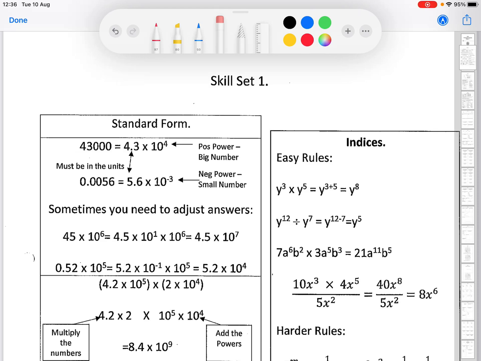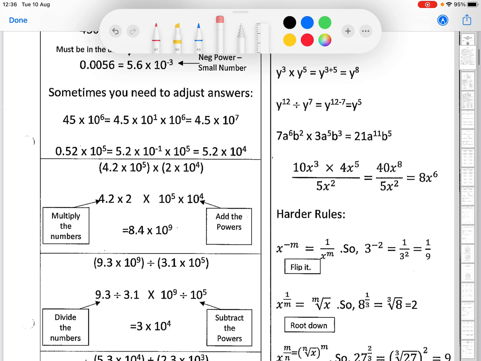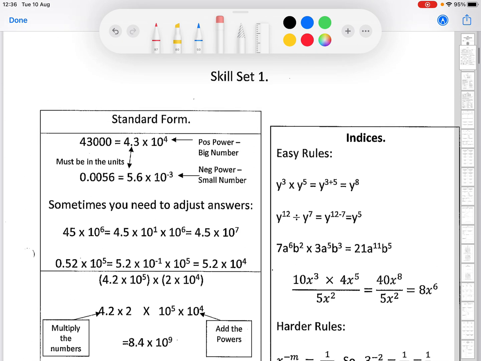Okay, so these are going to be the answers for skill set 1. Skill set 1 comes up quite often in this homework booklet, but it's all about standard form and indices. So this is the revision bit where you can look at how to work out standard form.